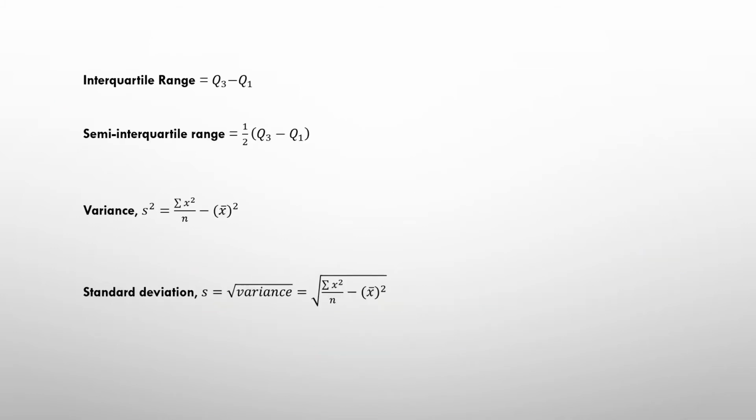Interquartile range means you use Q3 minus Q1. Semi-interquartile range means you have to divide the interquartile range by 2. You divide by 2 or multiply by 1 over 2, it is the same. Variance, you have to memorize the formula: sum of x squared divided by n minus mean squared. And the standard deviation is the square root of the variance.